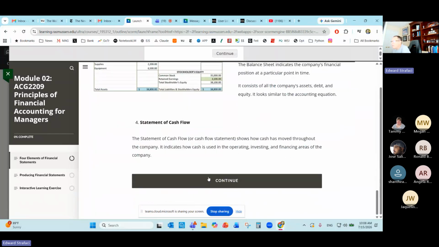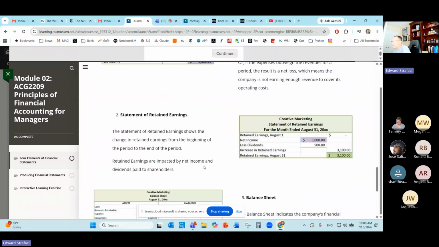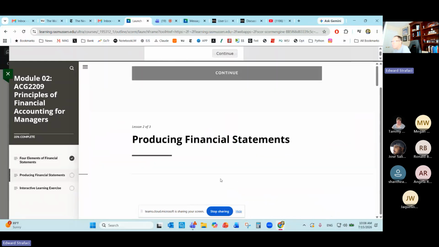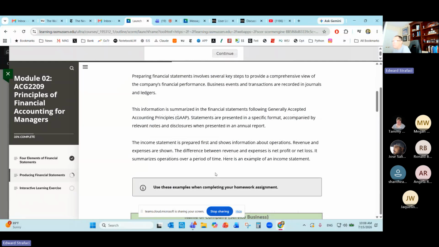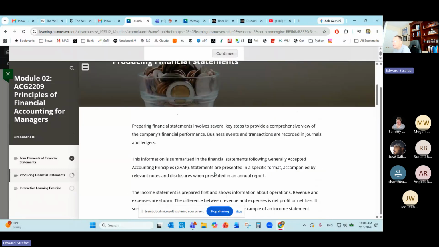We'll talk about that. But these statements give us a good snapshot of what the company is doing. And preparing financial statements means that a CPA, a certified public accountant, has to come in, and it's difficult to get that CPA. It's not an easy thing. It's one of the more difficult tests that we have in this country. We have to know so much.